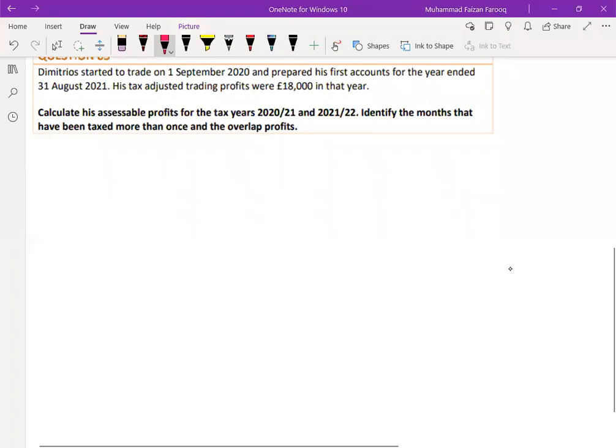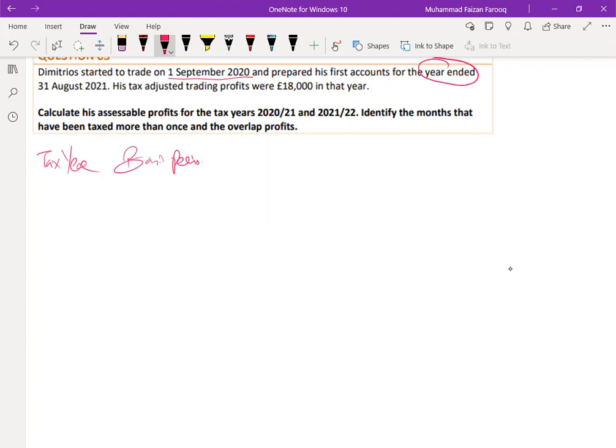Demetrius, again, a practice question. Started trade is given, which means it's the first year of trade, and we have a year end. Okay. So for the first year, the format will be: tax year, basis period, working, and amount. This is the format.